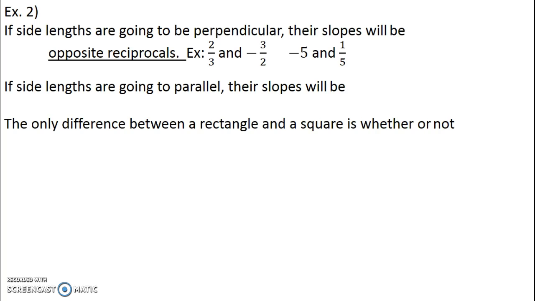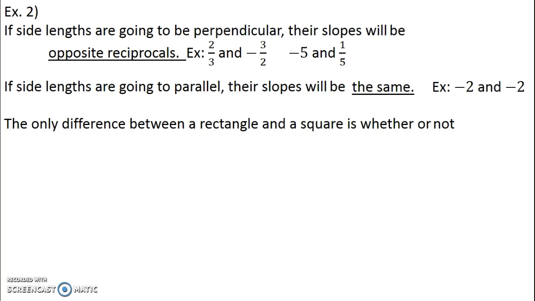Anytime you see slopes like that, you have a right angle in the picture. If your side lengths are parallel, meaning they're sloped the exact same, they're never going to intersect, then your slopes have to be identical. They have to be the same. So if you find a slope of -2 and later see another slope of -2, that would mean that you have parallel side lengths in your shape.